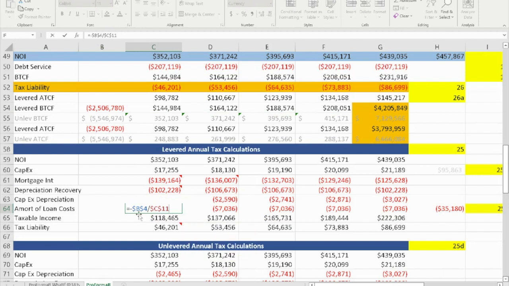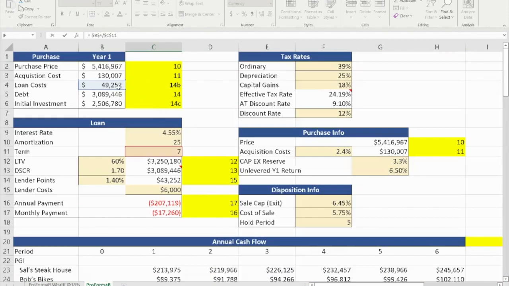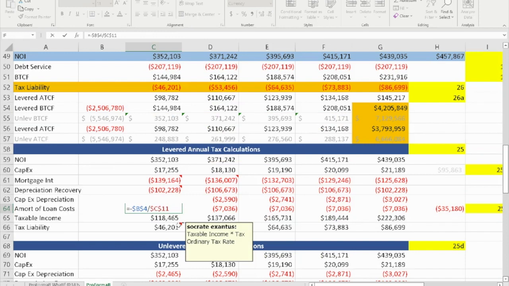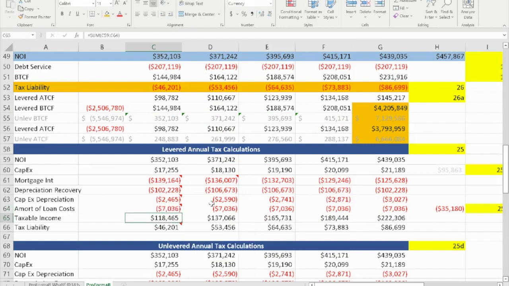So what we do is we're going to say equal negative the loan cost, which is 49,000, divided by 7, which is the term. And we're going to anchor both of them, because the number is going to be the same for every year thereafter. Remember, we're just dividing the loan cost by the term. That's what we're doing, and we're going to drag it across. So every year we get credit for the loan cost that we paid. It's going to reduce our taxable income by that amount every year.